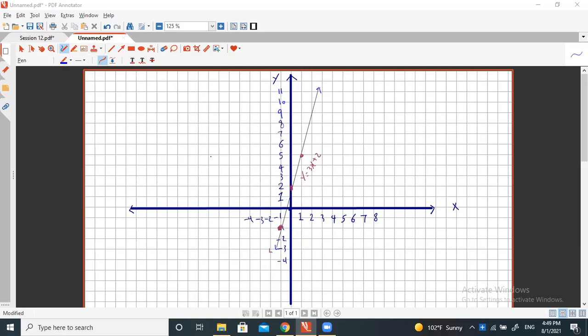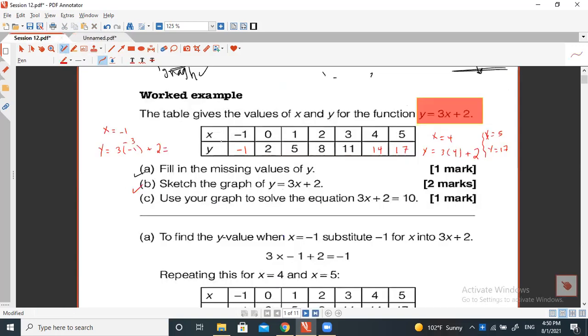Okay, and after that, it says, so in letter A, fill the missing values, sketch the graph, use the graph to solve the equation 3x plus 2 equals 10. Focus here, in letter C. It says, use the graph to solve the equation 3x plus 2 equals 10. So 3x plus 2 equals y. So here y equals 10.